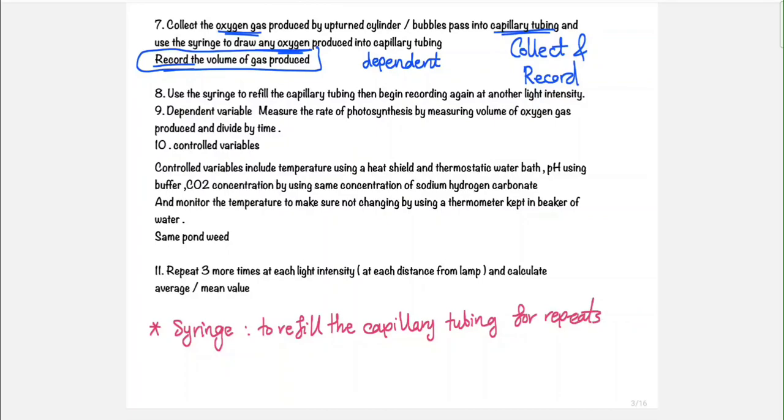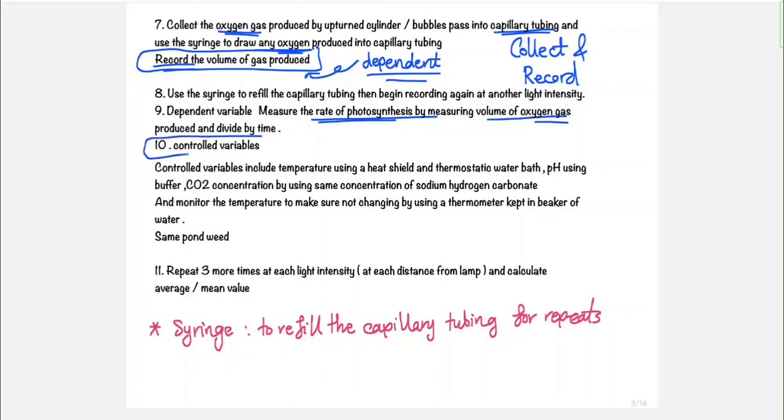Alright. Dependent variable. We said that already. But note that the dependent variable in here is not just oxygen. It's the rate of photosynthesis. So we're going to measure the rate of photosynthesis by measuring the volume of oxygen gas.